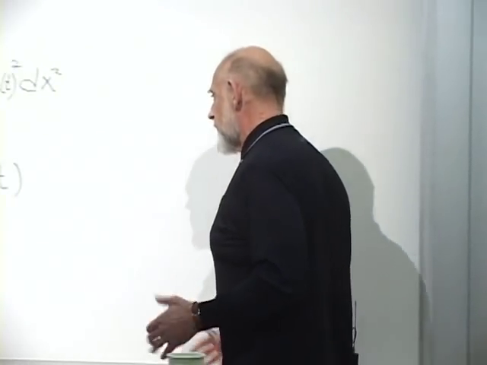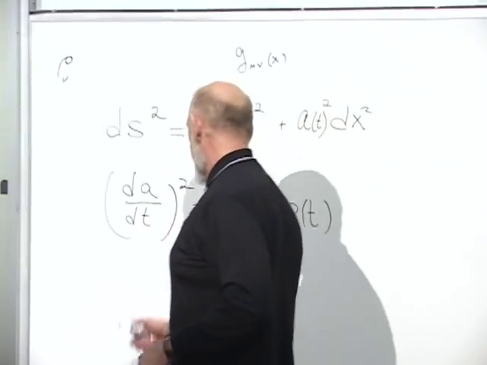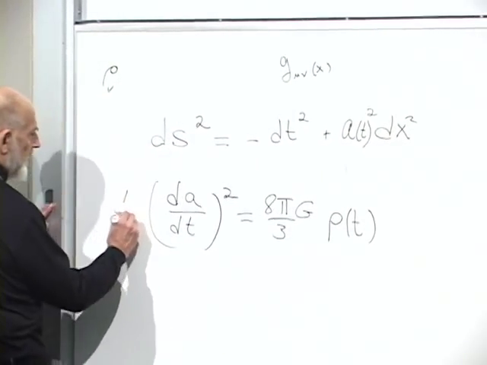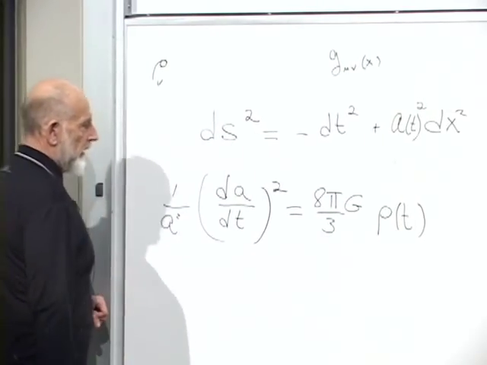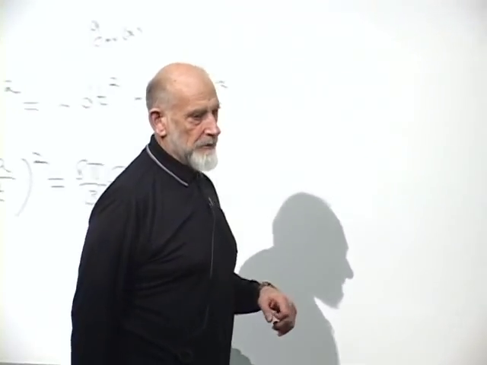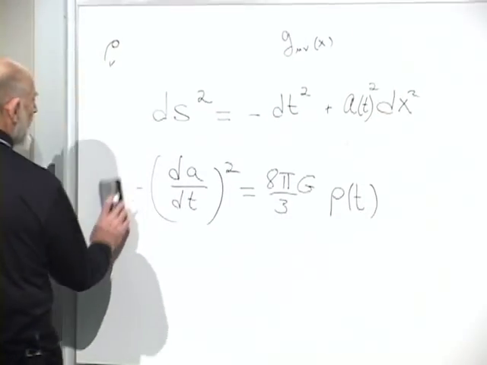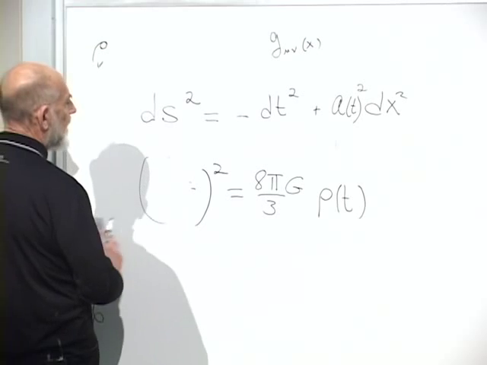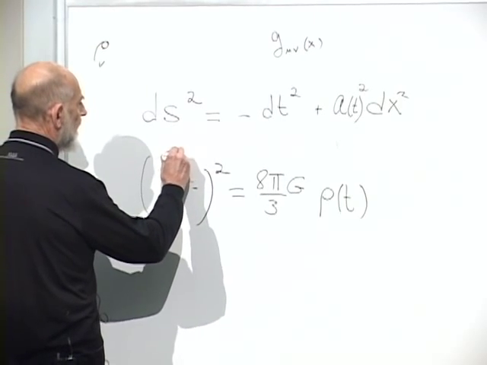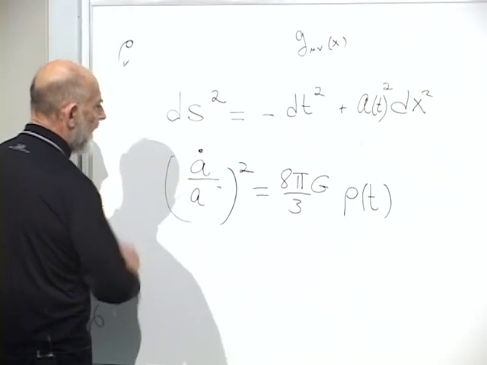So rho is some function of time. But what is rho as a function of time? There's a 1 over a squared here. It's a dot over a squared. Do you remember from last time what a dot over a is? It's the Hubble constant. But let's leave it there, a dot over a squared.